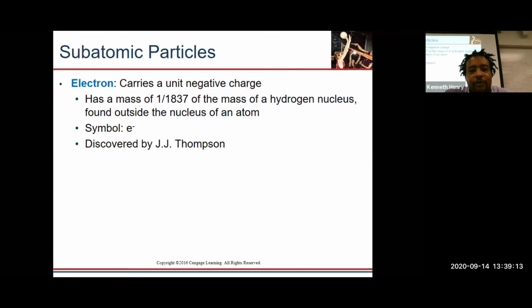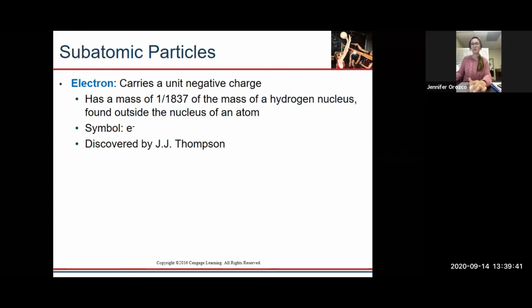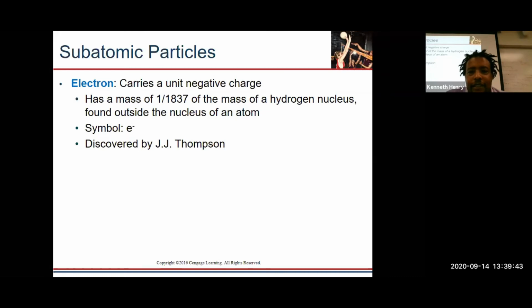Okay, so we've talked about protons, neutrons, and electrons. So you guys know what they are. What is the charge on neutrons? Neutral. Okay, so they're neutral. What about protons? Positive. What about electrons? Negative. Okay, good. So now I get to tell you about isotopes.